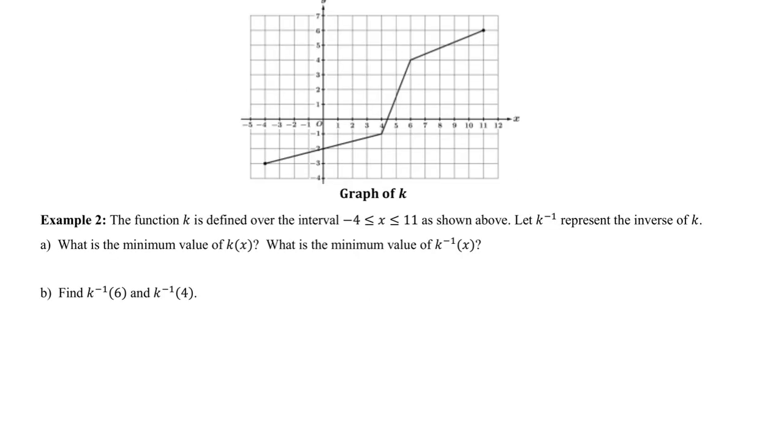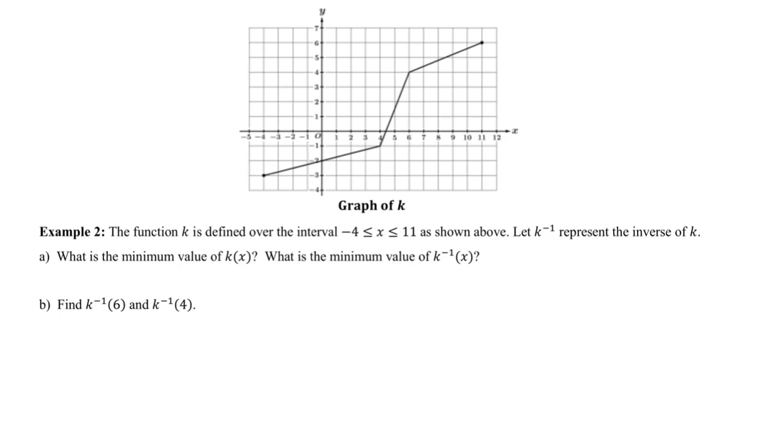So we have a graph of k. So the function is k. And it is asking me, what is the minimum value of k? Remember, minimum value is your y value. And since it's given to me, it's not an inverse. We just look for the lowest point, and we have it right there. So my minimum value is -3.